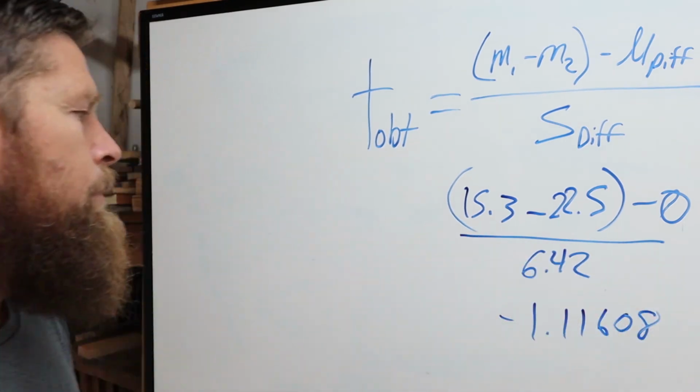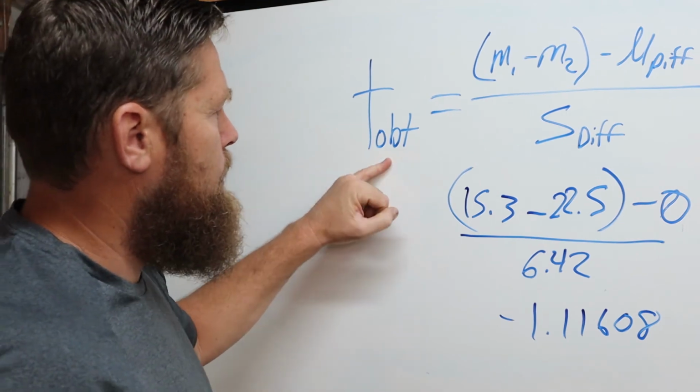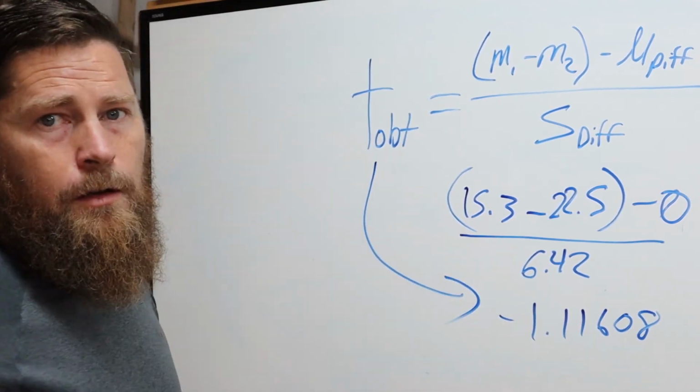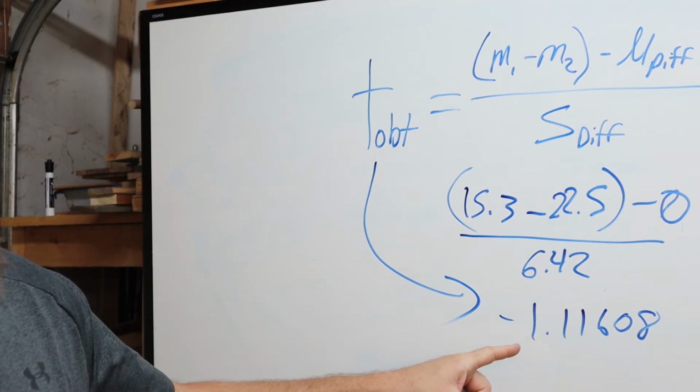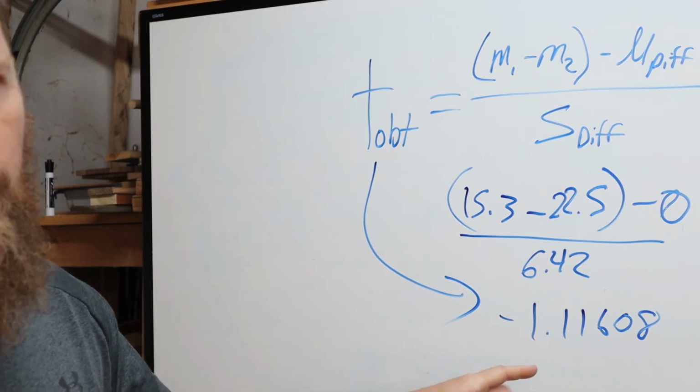0.1608. So our T obtained is that. Now what do we do with it? We're almost done here. We've got our T obtained statistic.